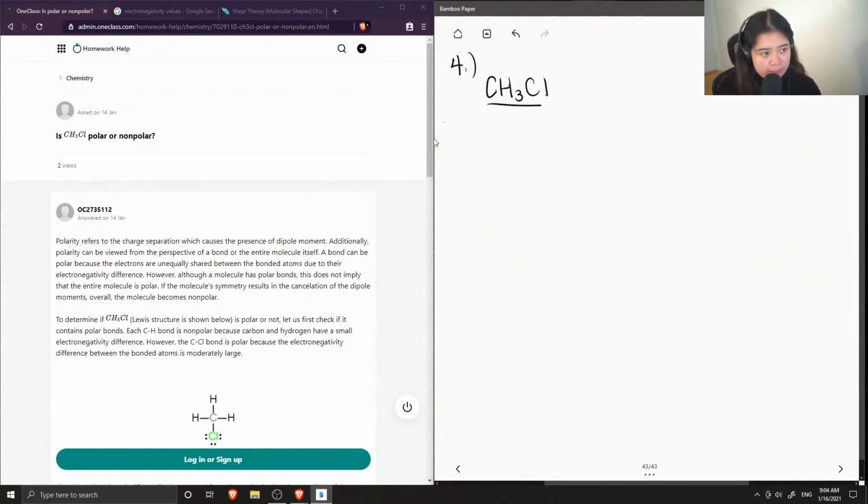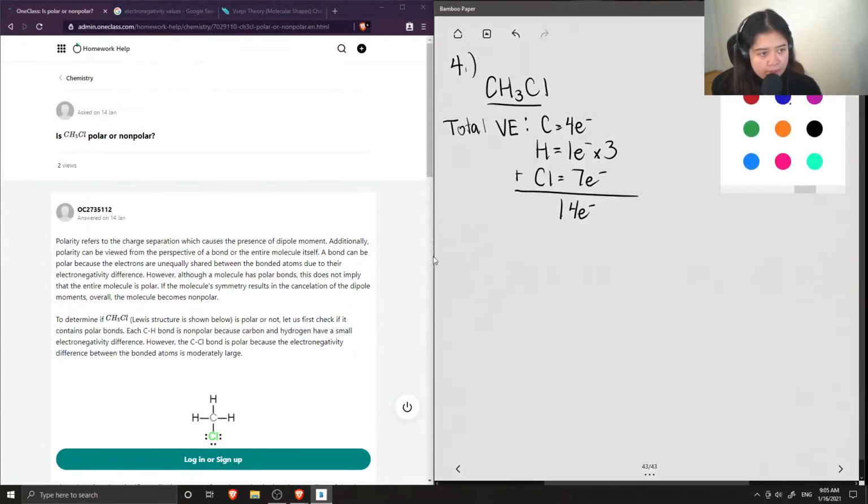So to find its Lewis structure, first let's calculate the total number of valence electrons. In the case of carbon, there are 4. In the case of hydrogen, there's 1, and we multiply this by 3, since there are 3 hydrogen atoms. And chlorine has 7 valence electrons. So if we add this up, we get 14 valence electrons as our final electron count.